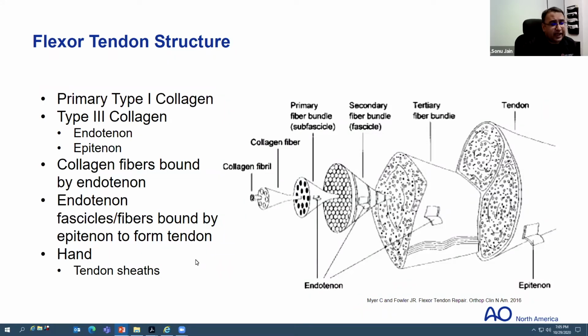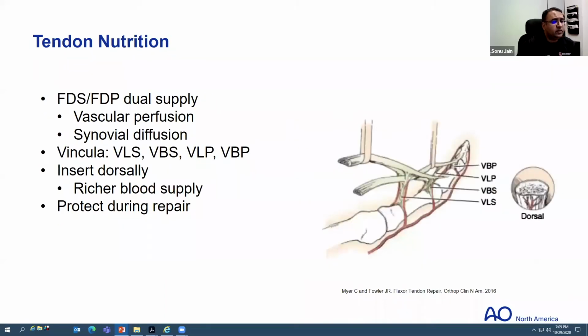And in the hand, we have a unique aspect of tendons in that they have tendon sheaths associated with them. So, tendon nutrition: how do tendons get their nutritional supply? It's dually supplied by both vascular perfusion as well as synovial diffusion, because of the tendon sheaths. And so it has these unique vincula.